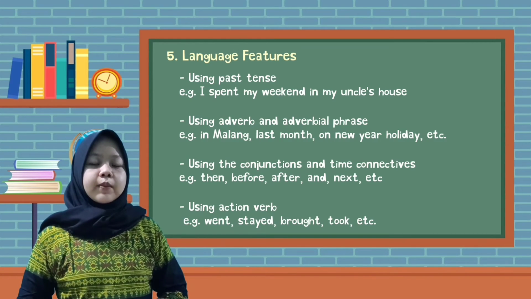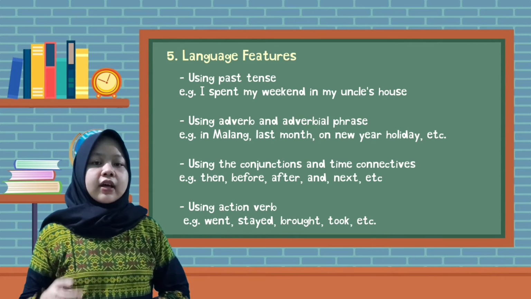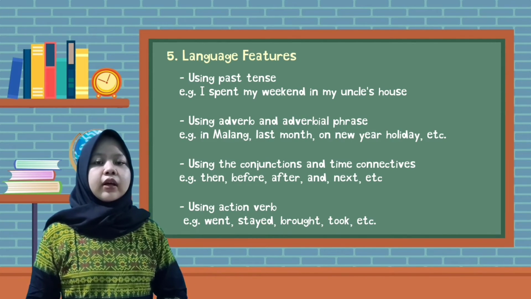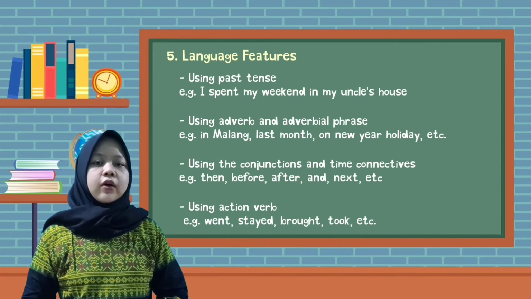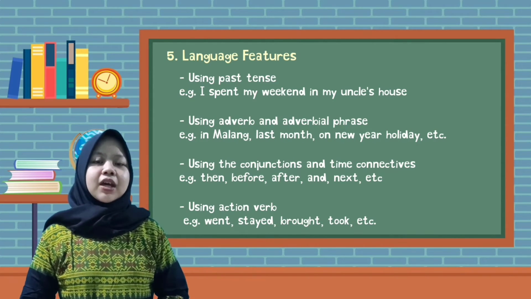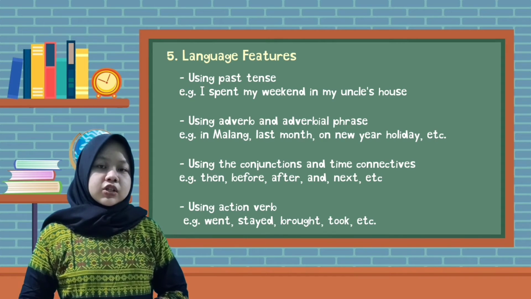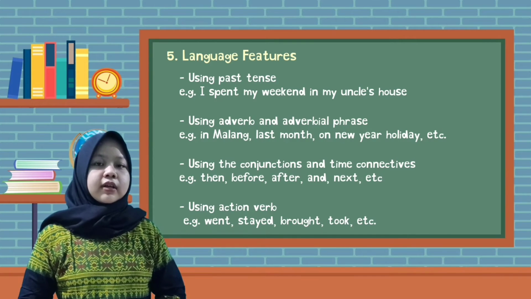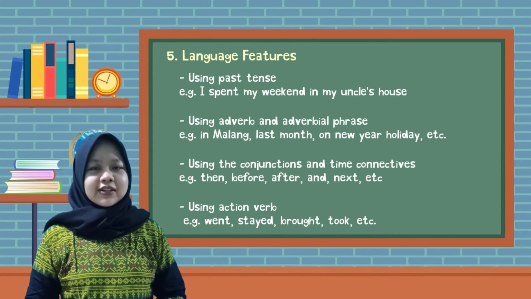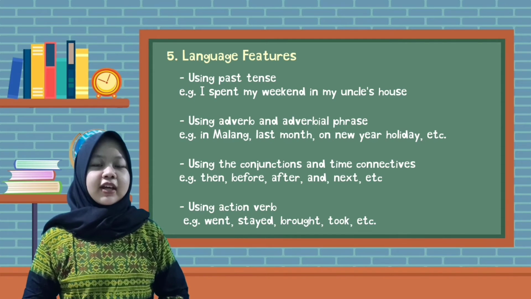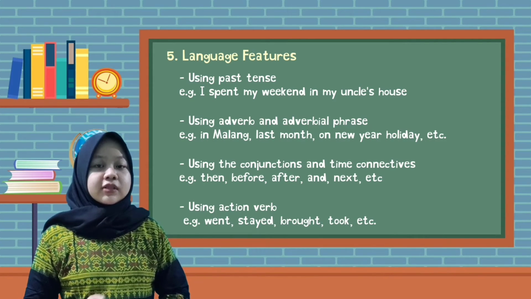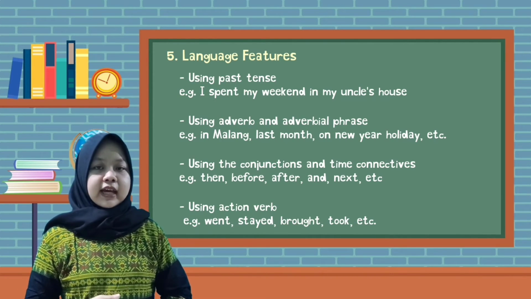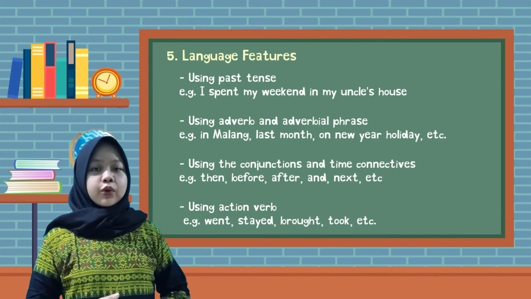The second is using adverb and adverbial phrase. It is to tell the setting like the time or the place. For example, in Malang, last month, on New Year holiday, etc. The third is using conjunction and time connection such as then, before, after, and, next, etc. And the last is using action verb. And also, the verb is in the past form like went, stayed, brought, etc.